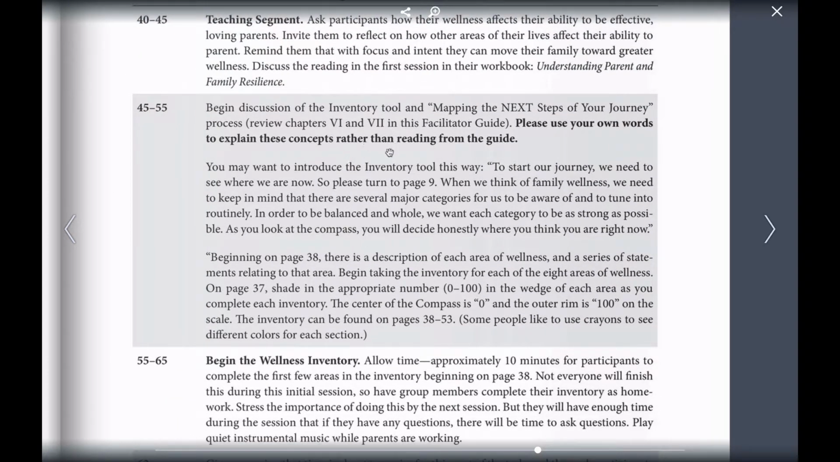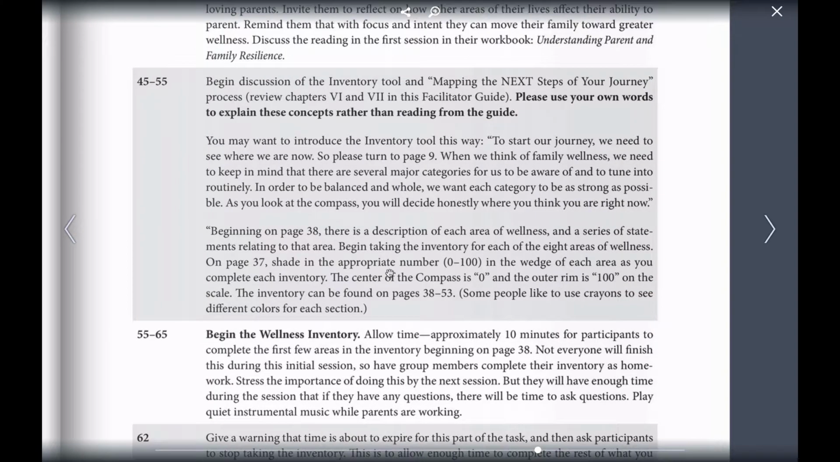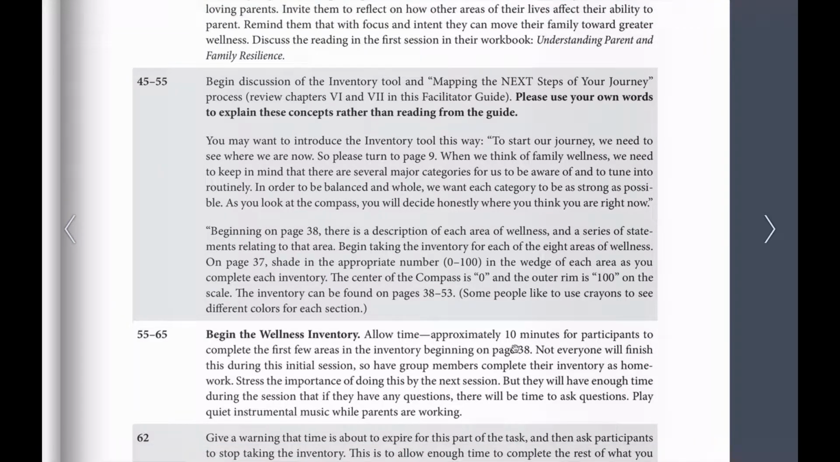When we talk about the inventory, we say that you can take about 10 minutes to introduce it. You probably don't need that long. And then actually have them start to do the wellness inventory and have them do the first couple sections. Again, if you can have them do the whole thing, that would be the best. So now I'm going to turn to the participant workbook and show you where the inventory is, because that's obviously what you're going to be teaching from and getting them into to complete their wellness inventories.